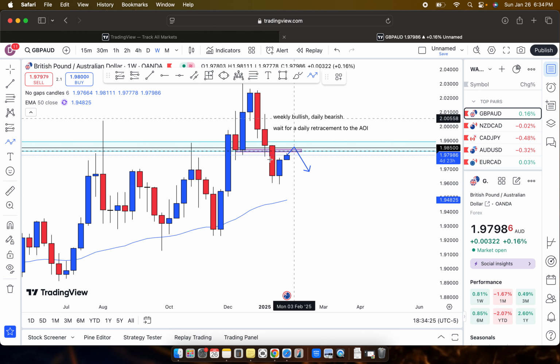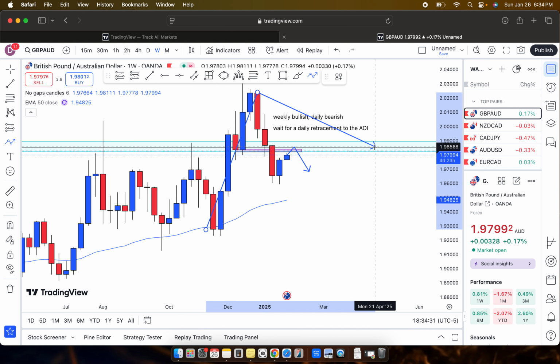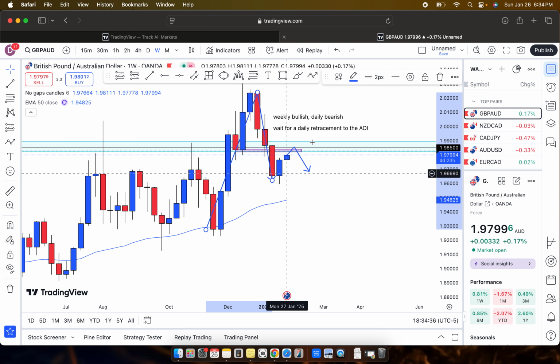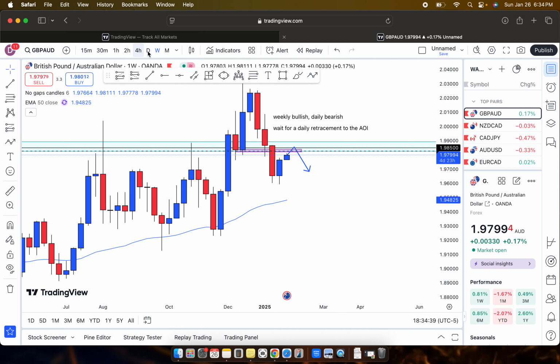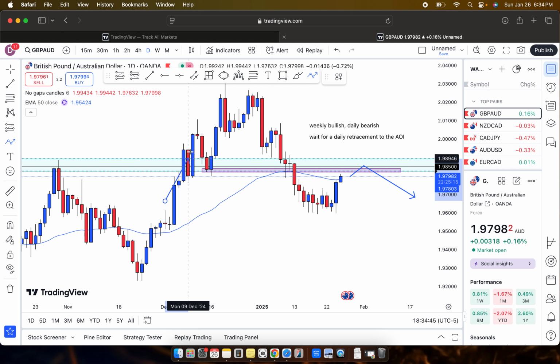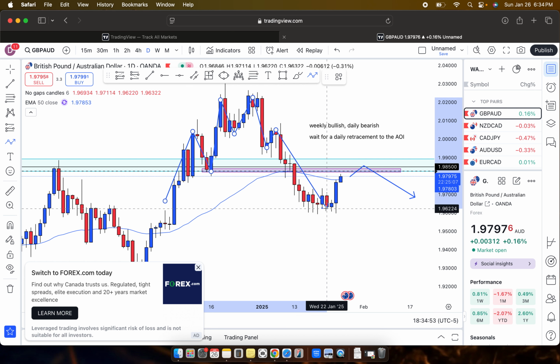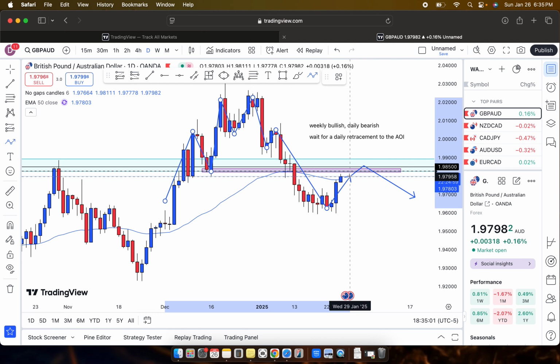So the price on the weekly broke above that level of resistance and support, basically the area of interest, but then it also broke below that area of interest. Although the price is still bullish on the weekly, on the daily the price has gone bearish. As you can see, it was creating higher high and higher low, higher high, higher low, higher high, lower low, lower high, and then lower low. So the daily has gone bearish, and we're only waiting for the price to retrace to this area of interest to then be able to sell, right?